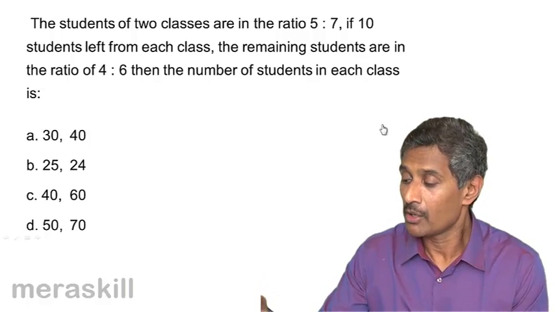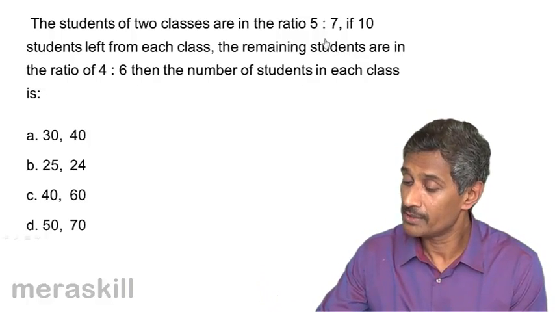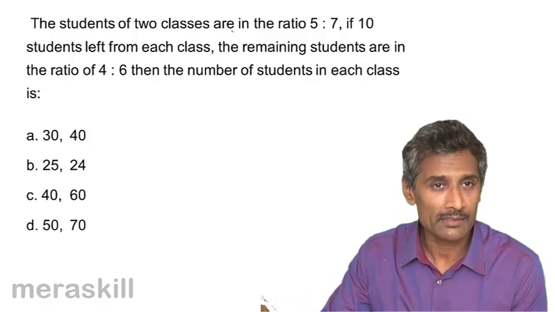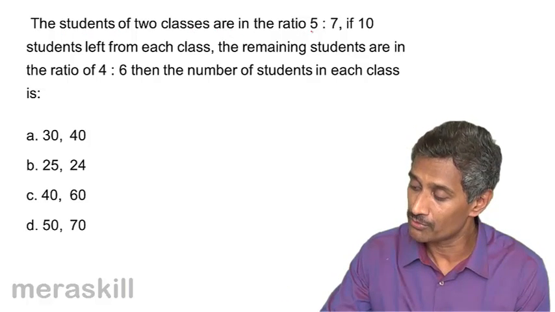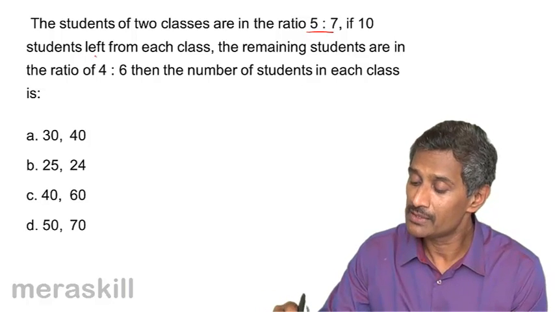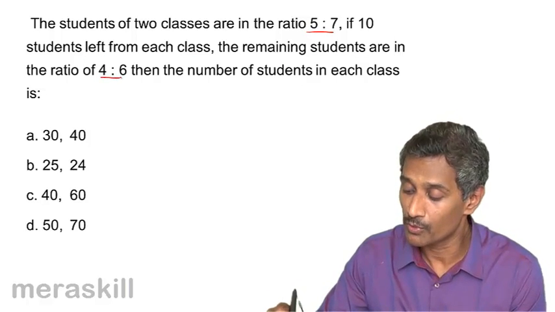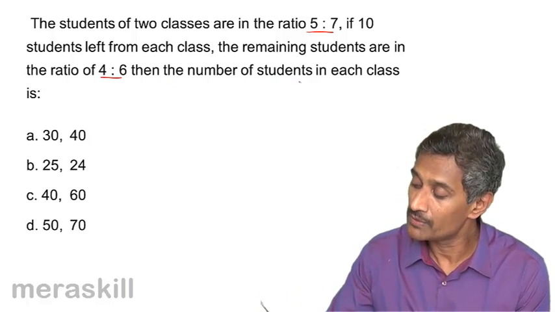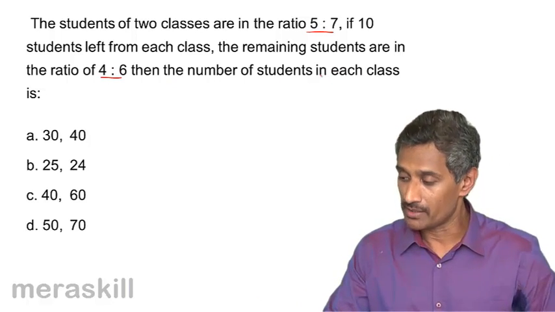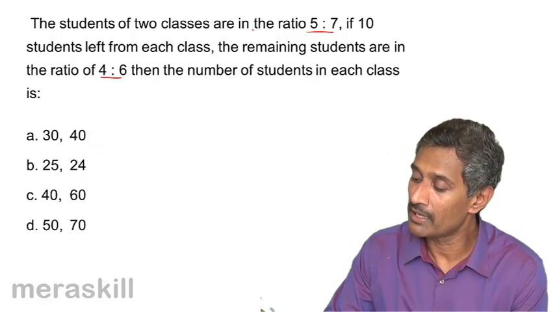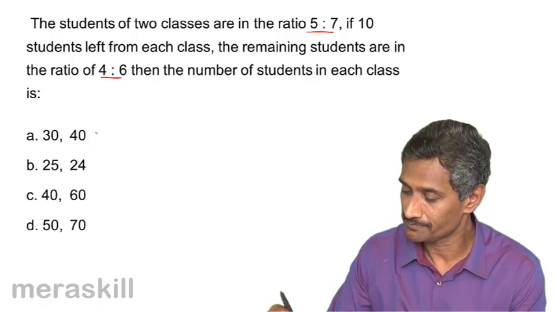Okay. Now we have this particular question here. The students of two classes, A and B maybe, are in the ratio 5:7. If 10 students left from each class, the remaining students are in the ratio 4:6. Then the number of students in each class is what? Now, let us see the various options over here. Students are in the ratio 5:7.